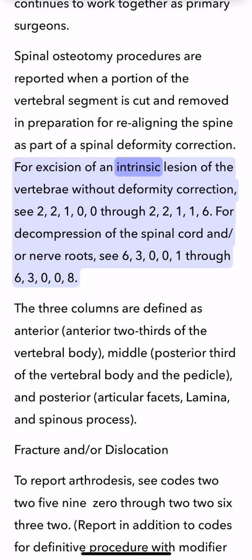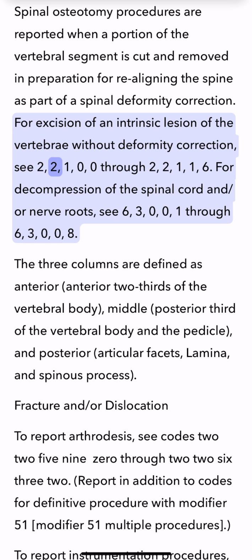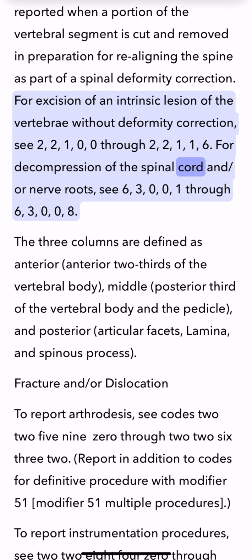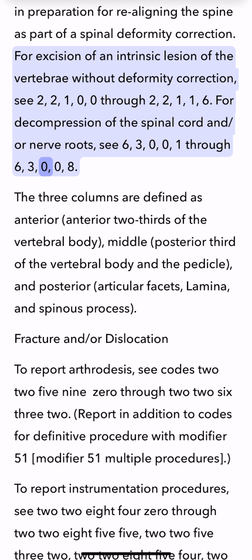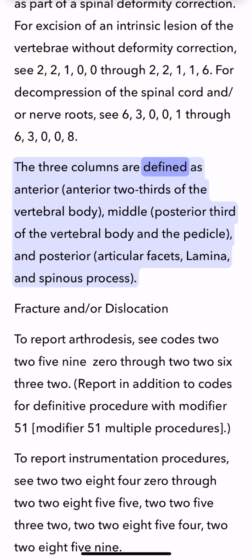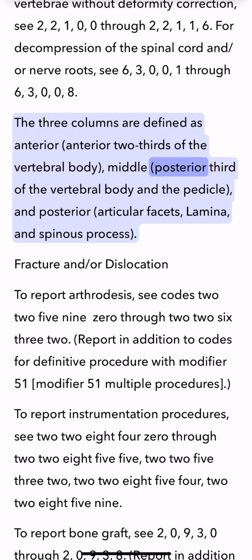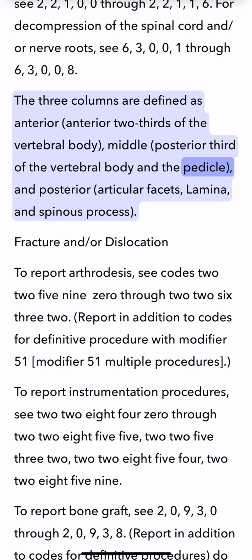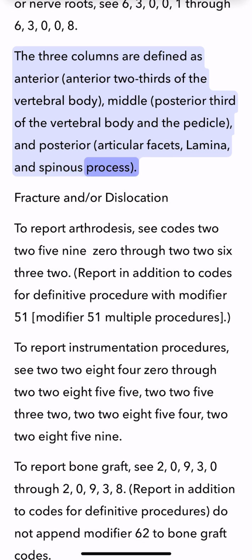For excision of an intrinsic lesion of the vertebrae without deformity correction, see 22100 through 22116. For decompression of the spinal cord and/or nerve roots, see 63001 through 63308. The three columns are defined as anterior two-thirds of the vertebral body; middle, posterior third of the vertebral body and the pedicle; and posterior, articular facets, lamina, and spinous process.